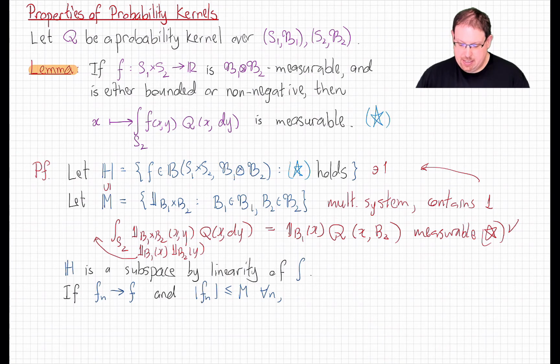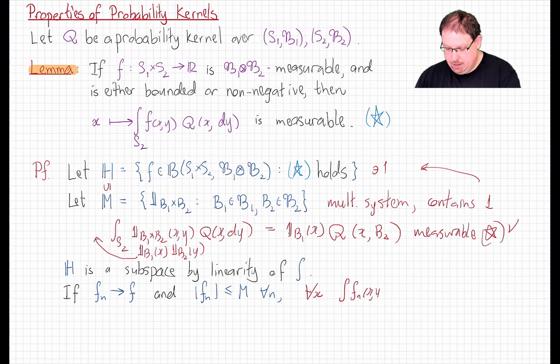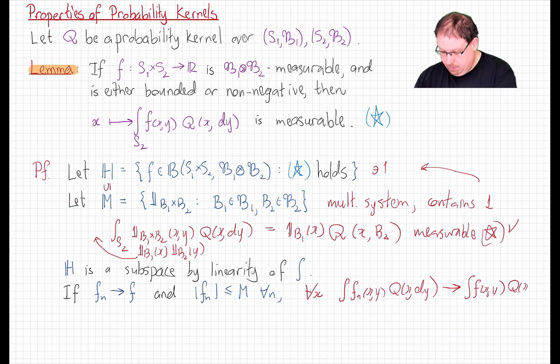If Fn is a sequence of functions in H that converge pointwise to a function f, and such that all of the terms in the sequence Fn are uniformly bounded by some constant m, then for any fixed x, if I integrate Fn of xy against q, that's going to converge to the integral of f at xy against q because of the dominated convergence theorem.